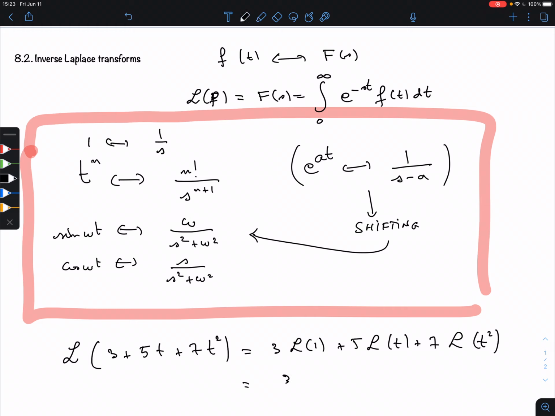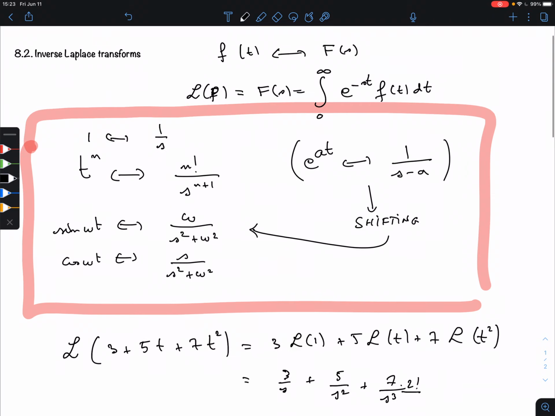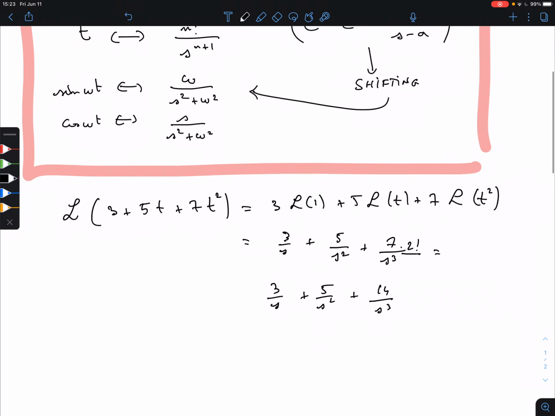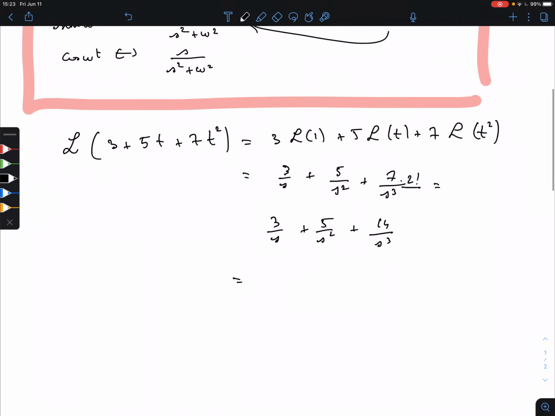So this would be 3 over s plus 5 over s squared, that's now t, plus 7, what is this, s cubed, but times 2 factorial here on top. Don't forget the 2 factorial, so that would be a 2 there. So this would be 3/s plus 5/s squared plus 14/s cubed. Okay, and again, this is, as I promised, a rational function. Now, normally, we would put this on a common denominator, s cubed. So this would be (3s squared plus 5s plus 14) over s cubed, if you want to write it nicely.